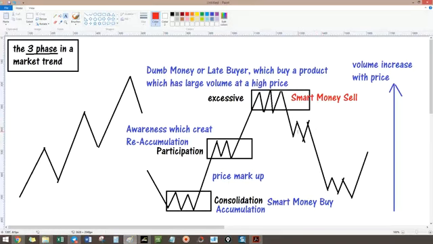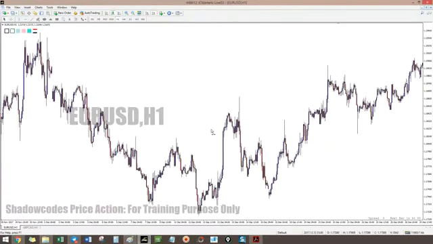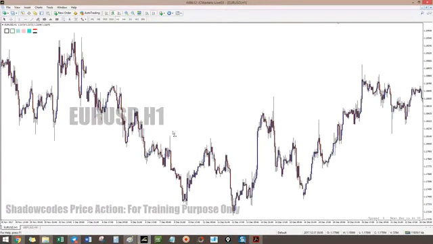You can also enter a trade here. Usually you find a QM here. We will go through QM in the next topic, just after this one. Usually you will find a gap QM here. All right, that's it, the three phases. So let's look into the chart for the three phases in a trend.